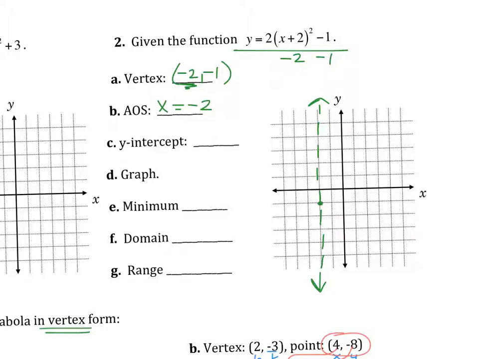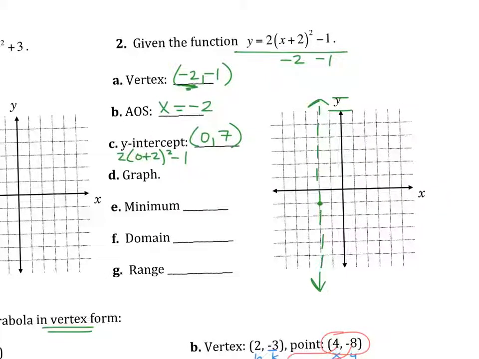How do you find a y-intercept? Plug in 0, right? 2 times 0 plus 2 squared minus 1. So your y-intercept is 0 something. 2 squared is 4, times 2 is 8, minus 1 is 7. So your y-intercept is 0, 7. So you can plot that: 1, 2, 3, 4, 5, 6, 7.